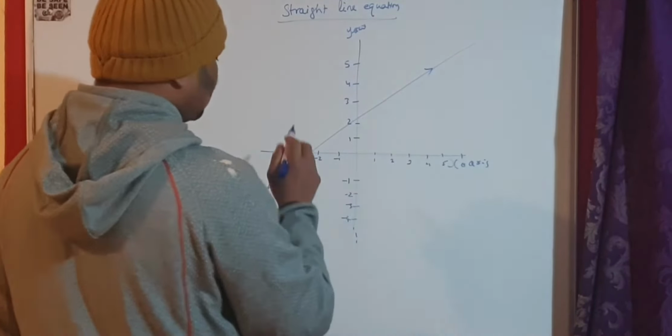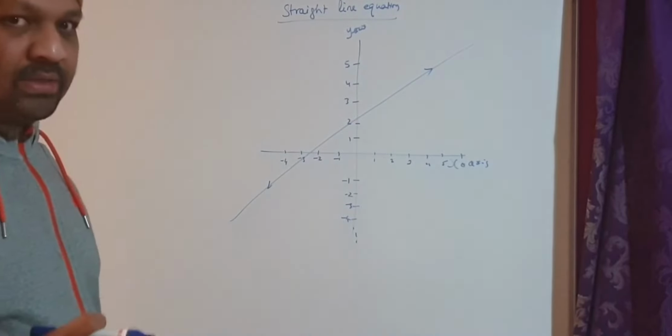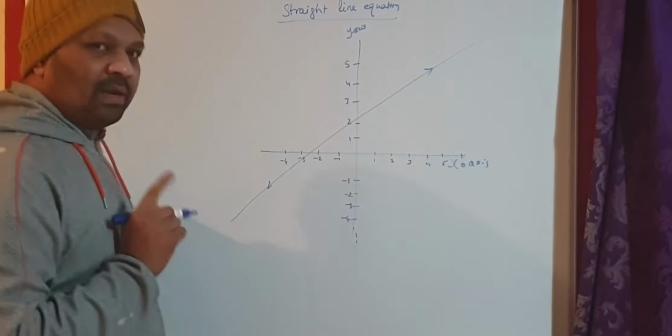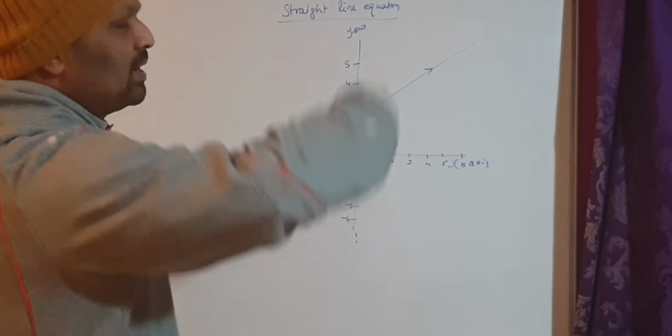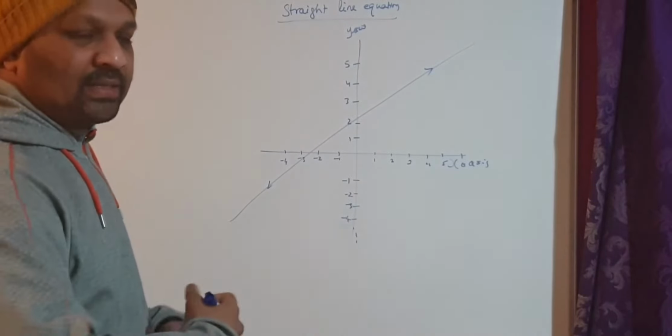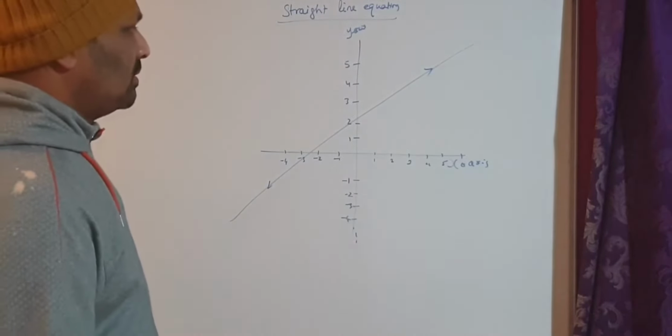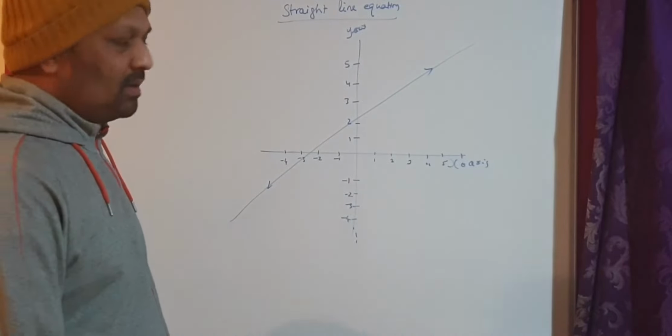So the straight line is a something. There are no endpoints to it. Only a line segment has an endpoint. So the straight line infinitely goes on both sides. It extends on both sides to an infinite level.